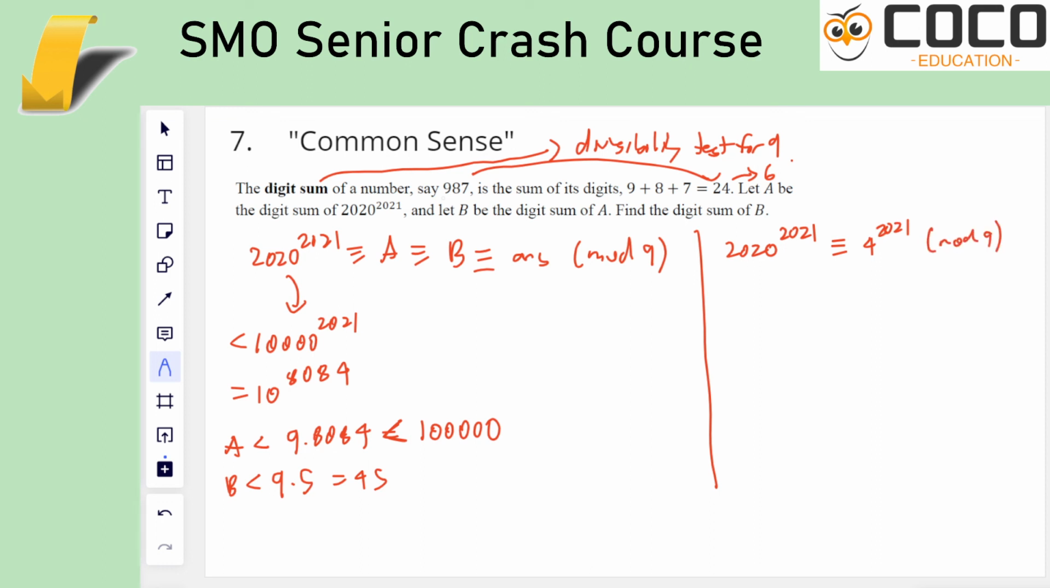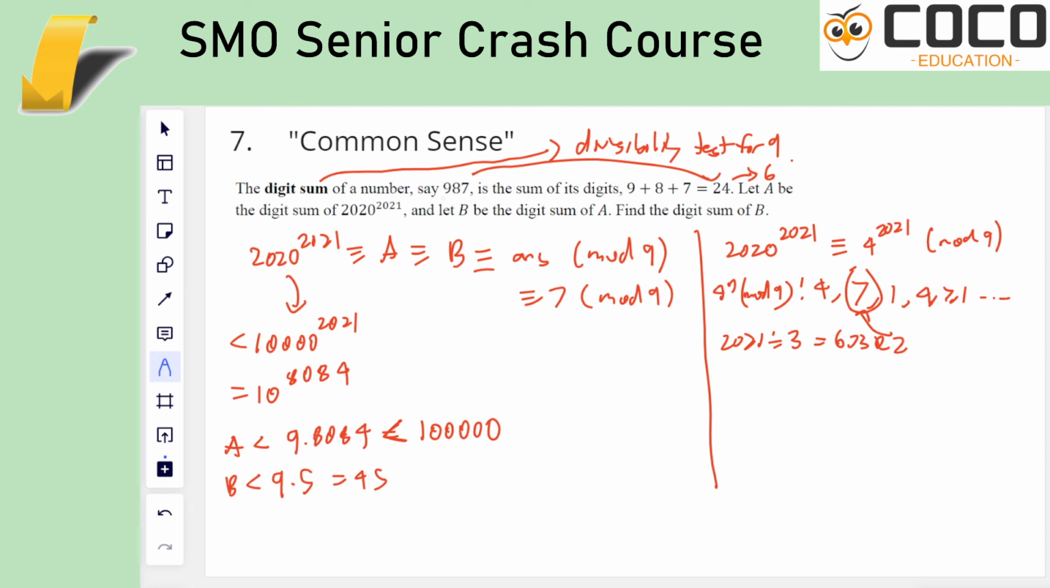And then after that, your pattern for powers of 4 modulo 9 goes 4, 16 gives you 7, 7 times 4 is 28, that's 1, and so the repetition is very fast. And 2021 divided by 3 gives you a remainder of 2 here, which is 7. And so therefore, your answer is going to be 7 modulo 9 and less than 45.